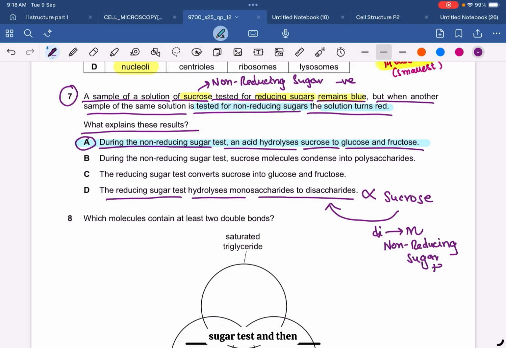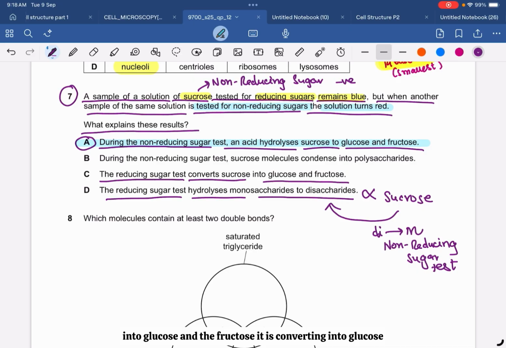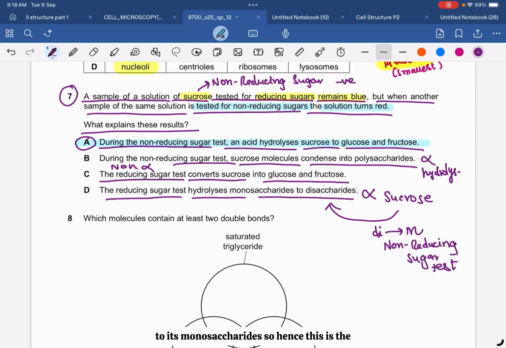If I talk about option C, the reducing sugar test converts sucrose into glucose and fructose. It is converting into glucose and fructose, but not in the reducing sugar test, in the non-reducing sugar test. During the non-reducing sugar test, sucrose molecules condense into a polysaccharide. No, it gets hydrolyzed to its monosaccharides. So hence this is the explanation for question number 7.